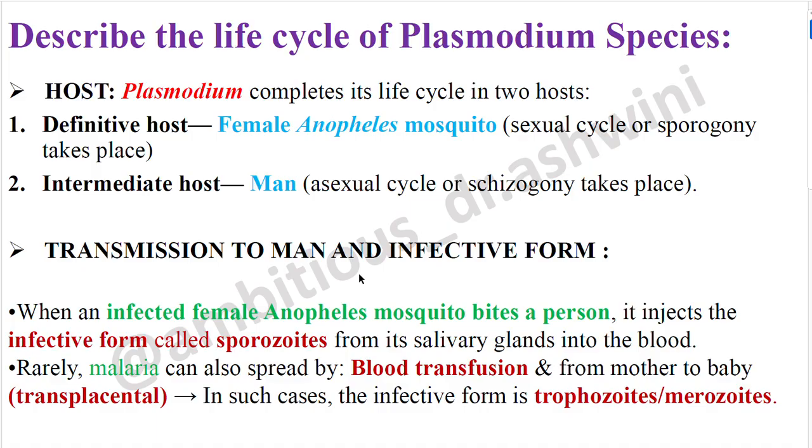Transmission to man and infective form. When an infected female Anopheles mosquito bites a person, it injects the infective form called sporozoites from its salivary glands into the blood. Rarely, malaria can also spread by blood transfusion and from mother to baby, that is transplacental. In such cases, the infective form is trophozoites or merozoites.